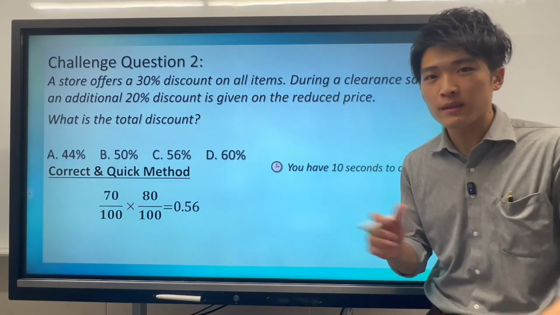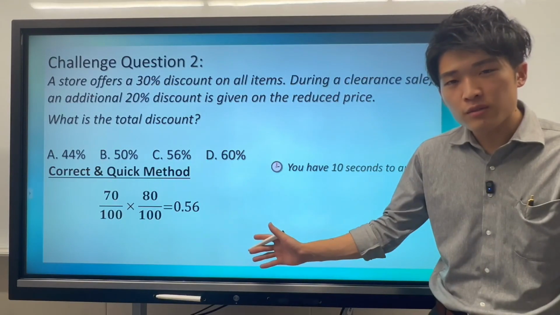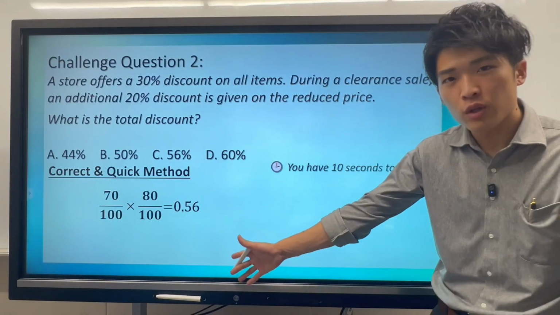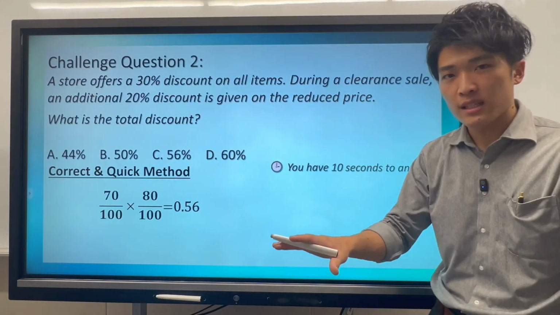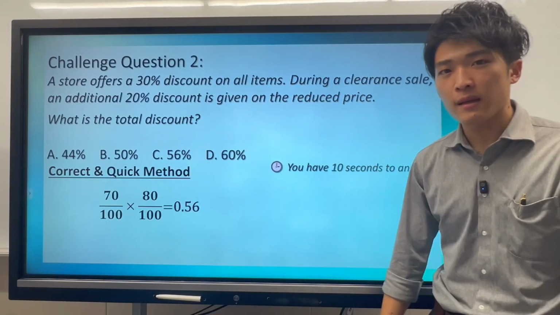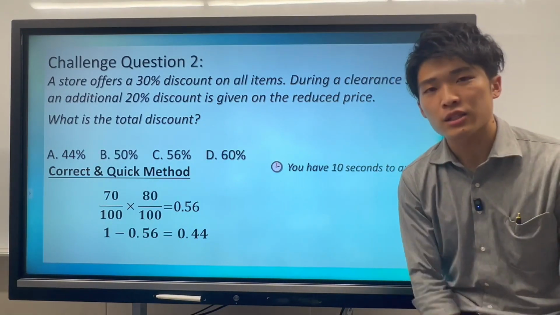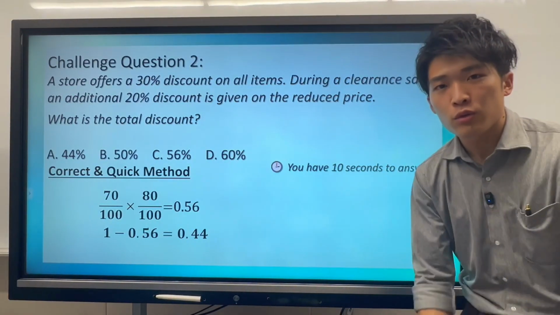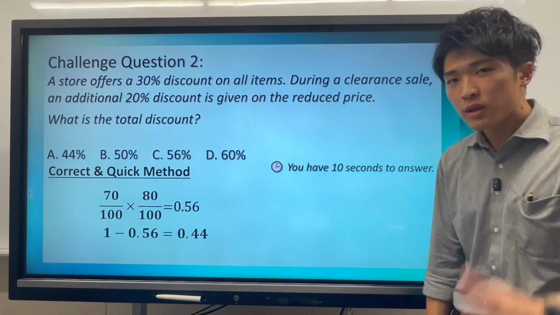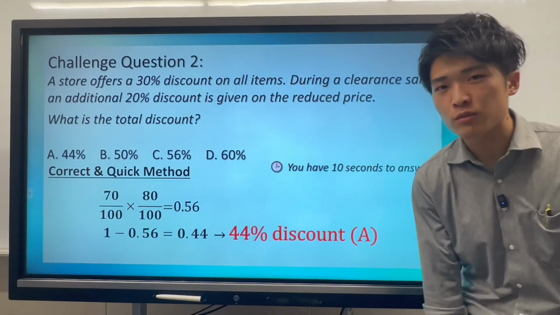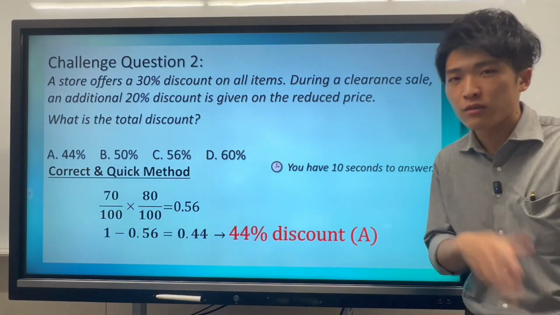Are you following? Because this 0.56 is the percentage related to the final price, right? But what we want to find this time is how much was discounted, the percentage of the discount, right? So, just like earlier, if we take the maximum, 100%, and subtract 0.56, we get 0.44. This is the percentage that was discounted. And if we convert this 0.44 to 44%, the answer is a 44% discount. So, the correct answer, represented by the symbol A, is 44%.